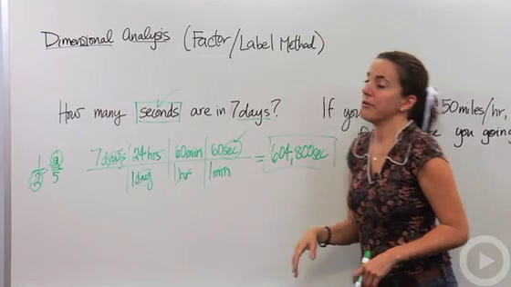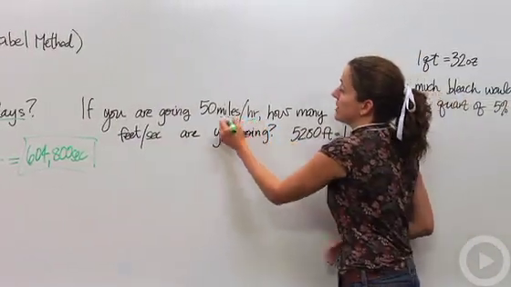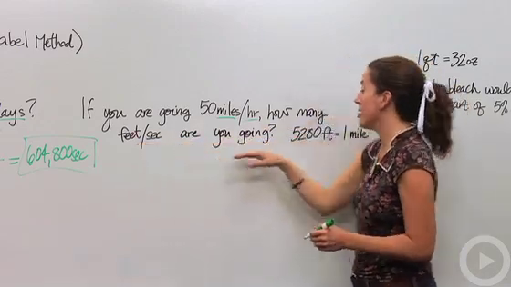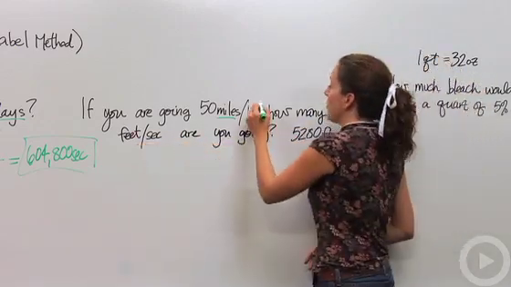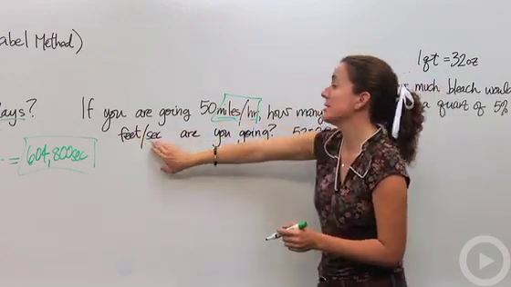Let's do something a little bit harder. Let's say we're changing 2 units, okay? So if you're going 50 miles an hour, how many feet per second are you going? Okay, so we know we're going from miles to feet and from hour to seconds.